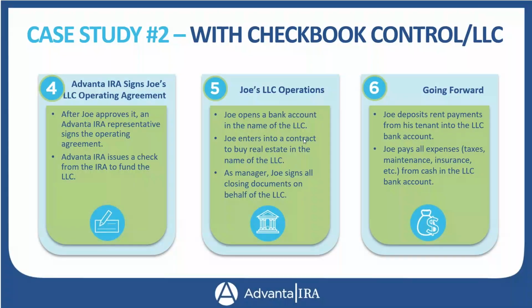So Joe's going to open a bank account in the name of the LLC, and then we're going to send funds to the LLC. And now as the manager, Joe can sign off on the contract to buy the real estate. He's going to sign on all the closing costs and wire funds for closing. He, as the manager, will deposit the rent payments from his tenant and pay all of the expenses. And again, that gives him that checkbook control.